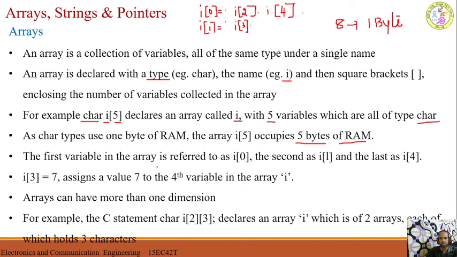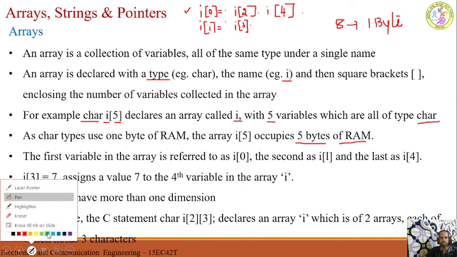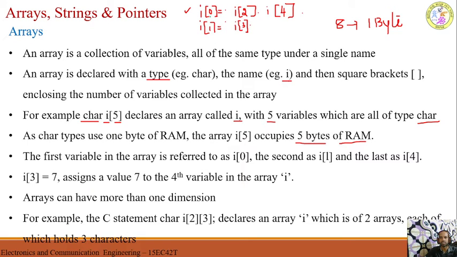And the first variable in the array is referred to as I of 0. This is the first variable in the array. Arrays are always indexed starting from 0. This is called indexing. So an array is always indexed with 0. That is the first element, and the second is I of 1, and the last is I of 4.